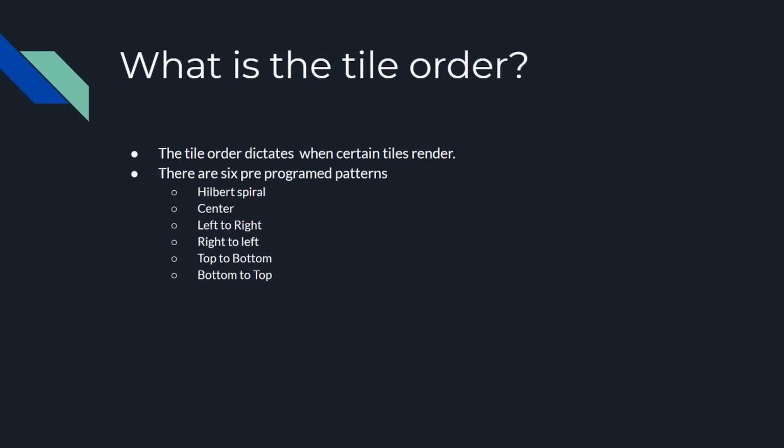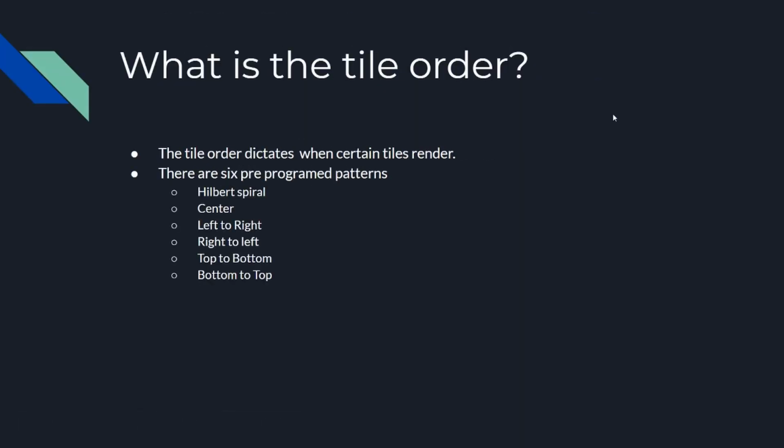The tile order dictates when certain tiles get rendered. There are 6 pre-programmed patterns: Hilbert spiral, center, left to right, right to left, top to bottom, and bottom to top. Left to right and top to bottom and their counterparts are pretty obvious. However, center, if you can imagine the square of tiles, will start rendering in the center and keep going. It's pretty self-explanatory, it starts with the center and goes outwards.